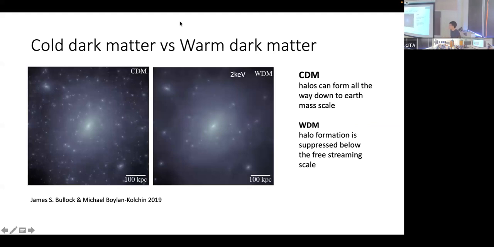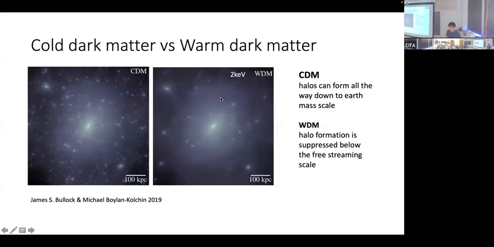So for example, in the standard cold dark matter model, the dark matter particle is just assumed to be some very cold and collisionless particle. Then in these models, we run simulations and see that there will be a lot of small halos formed. So this dark matter halo can form all the way down to the Earth scales.